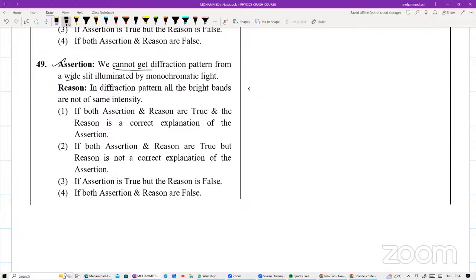So assertion is correct. In the diffraction pattern, all the bright bands are not of the same intensity. True, because you remember what its graph looked like, right? It comes up to a maximum at the center, then decreases and goes away. So at the center there is a maximum, and elsewhere it keeps decreasing in the diffraction pattern. So both assertion and reason are true, but the reason is not the correct explanation. The statements are only correct individually, but the second one is not connected to the first one.